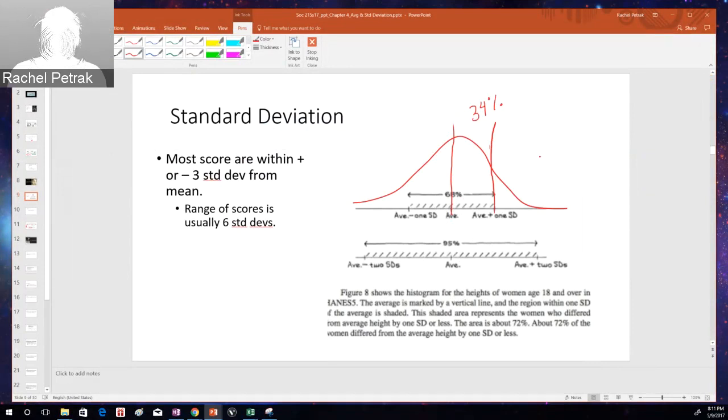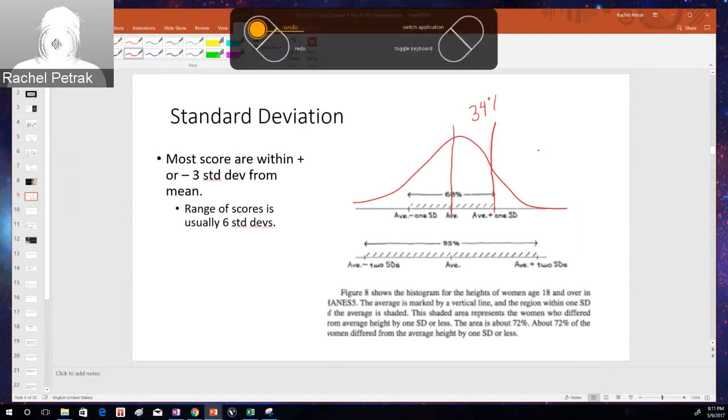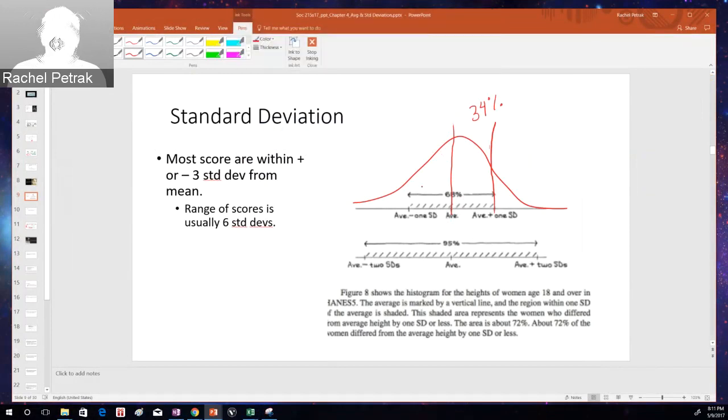Underneath this whole curve is always 100%, or a proportion of 1. There's one whole data set under here. And so 34% of that data set falls within one standard deviation above the mean, and 34% is one standard deviation below, for a total of 68% above and below the mean.